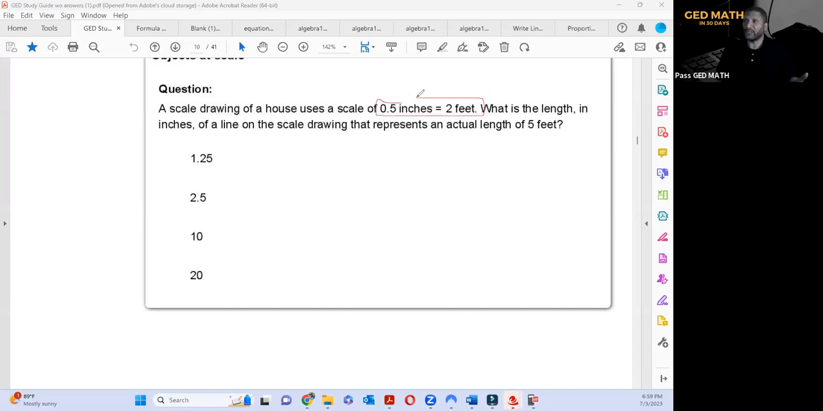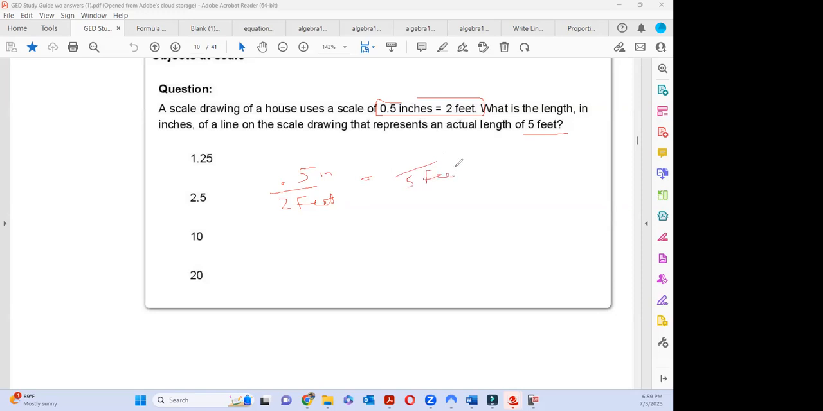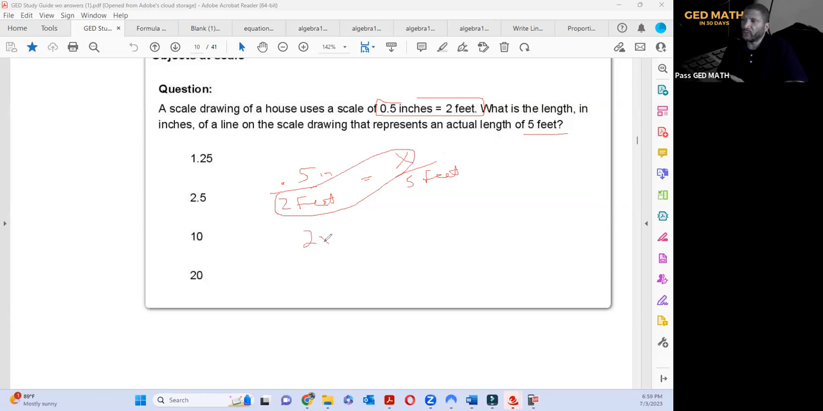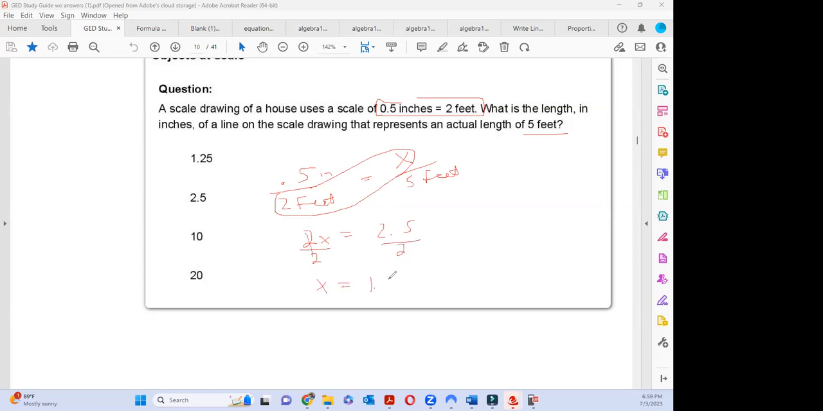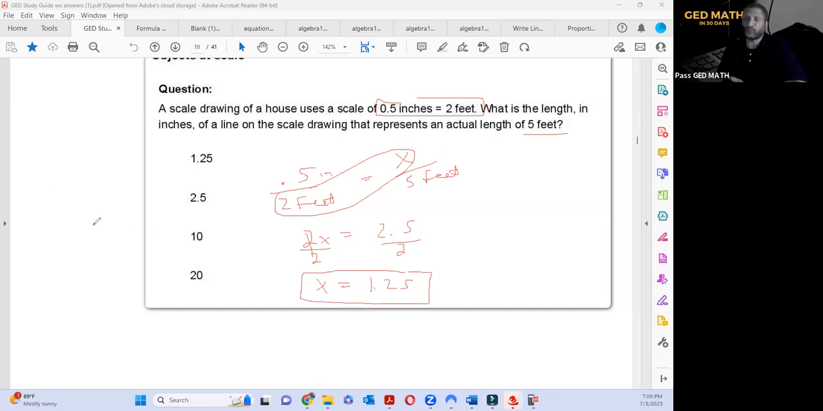First is the ratio that's given. We set that up: 0.5 inches is to 2 feet. Equal, and we know 5 feet. So we're going to go feet to feet. And then this is your unknown. Then you're going to cross multiply. We get 2x equal to 2.5. Divide both sides by 2. And we get x equal 1.25. So that's how you solve this problem algebraically.